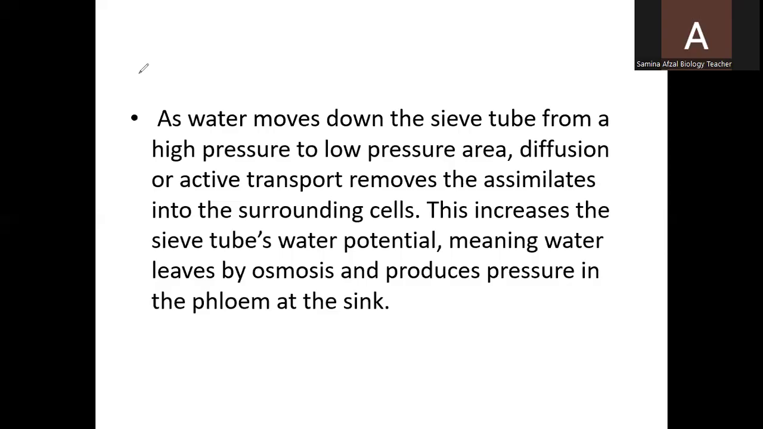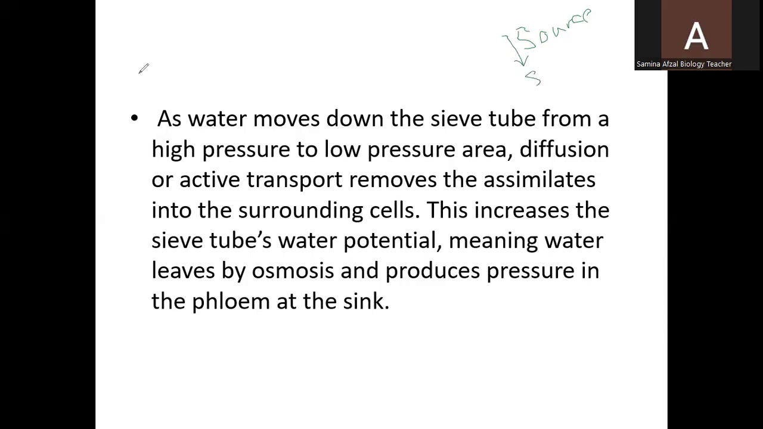As water moves down the sieve tubes from a high pressure to a low pressure area, the assimilates move from the source towards the sinks. So the diffusion or active transport removes the assimilates into the surrounding cell. From the source, the food is moved with the help of this water by dissolving it into the water, which maintains a water tension.